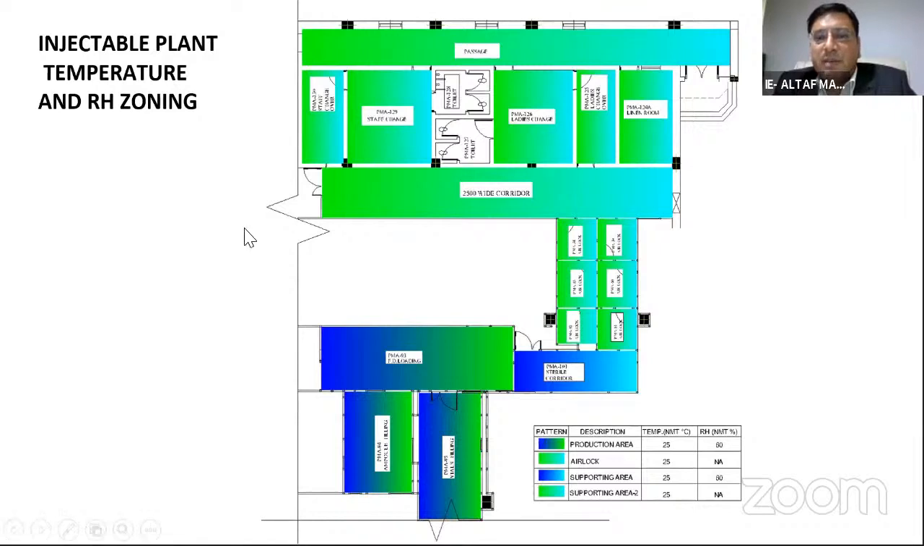The other areas and support areas are also designed at 25 degrees. Airlocks are designed at 25 degrees and RH not applicable. The other supporting areas are designed at 25 degrees and 60 to 65% RH, and the change room and other areas are designed at 25 degrees centigrade.